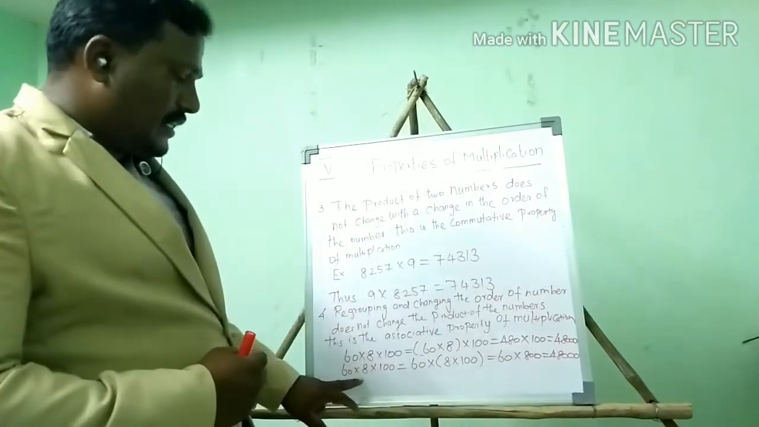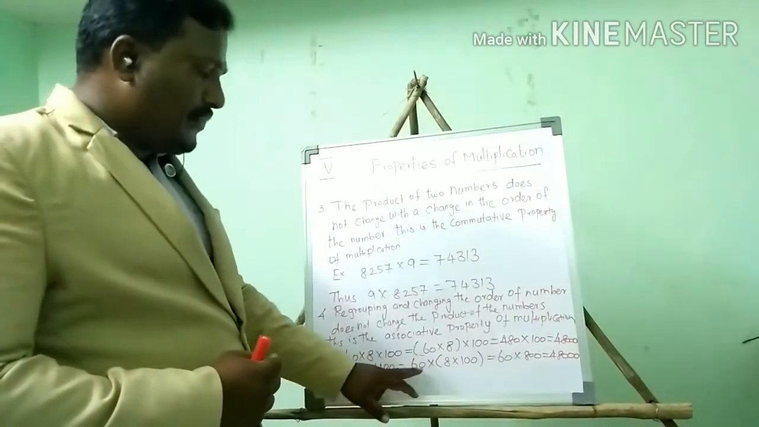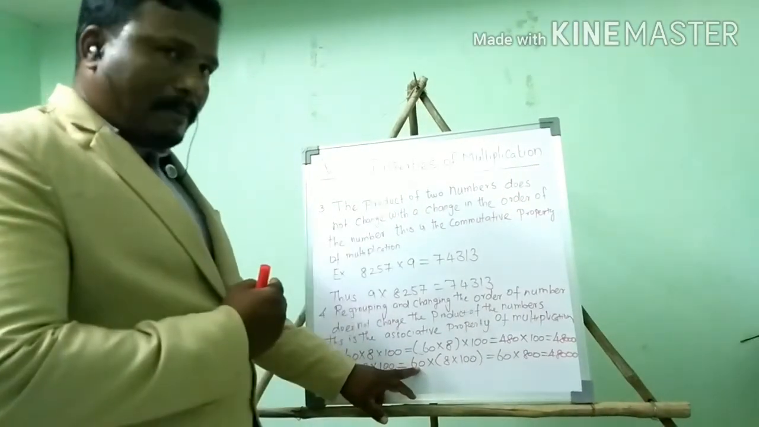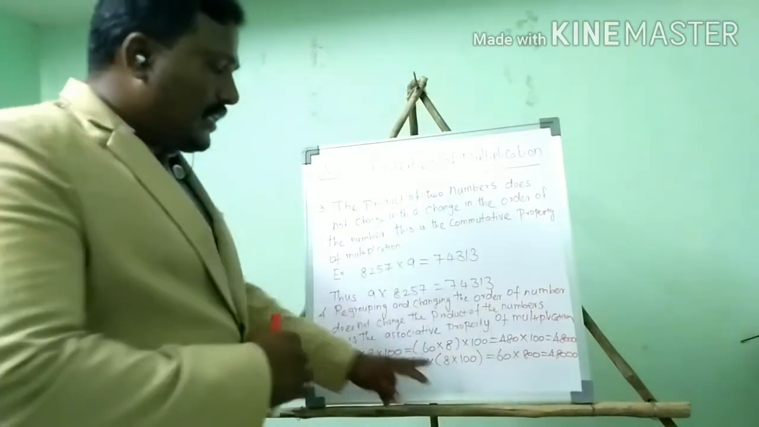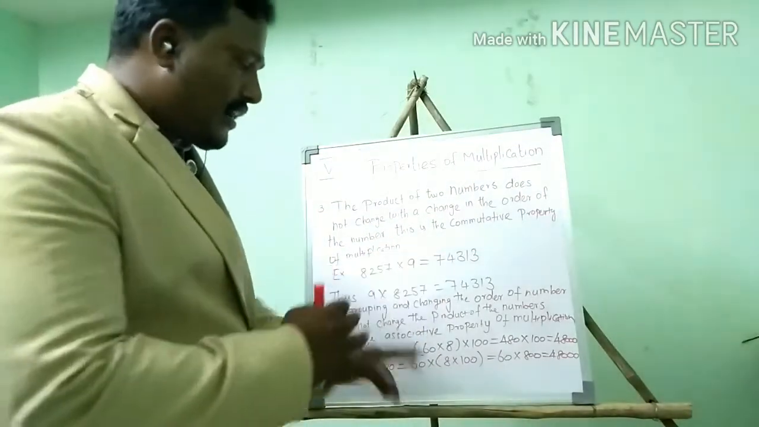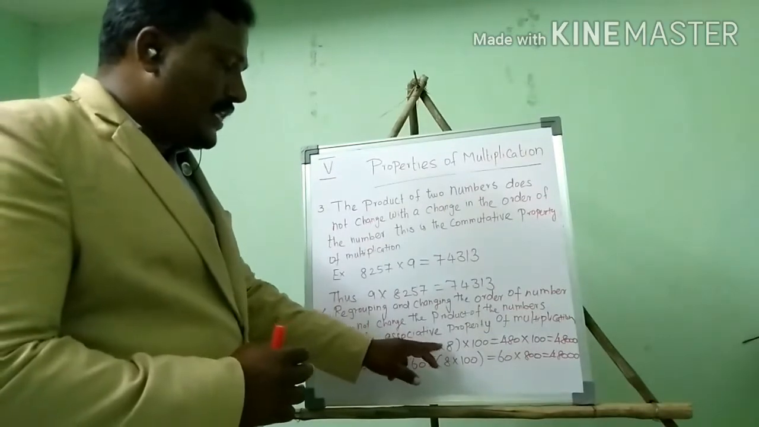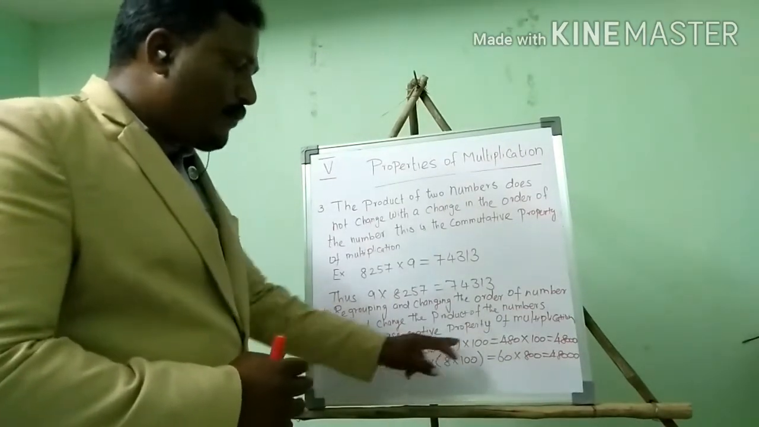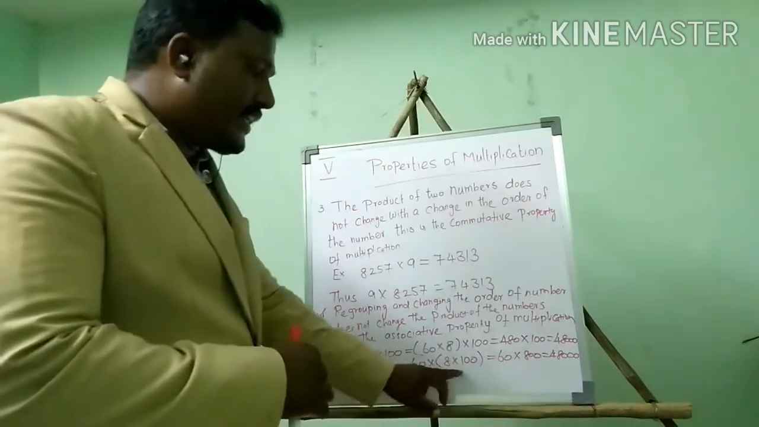Now see, again I am regrouping. 60 multiplied by 8, multiplied by 100. Before, I grouped 60 and 8 as one group, and 100 as the next group. Now I separate them: 60 is one group, and 8 and 100 are the second group.